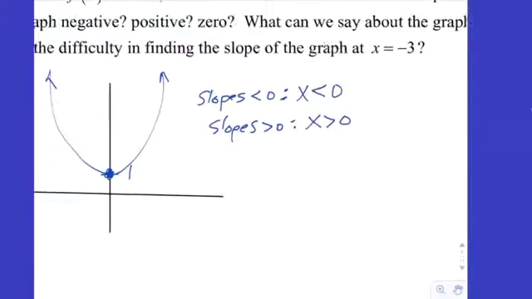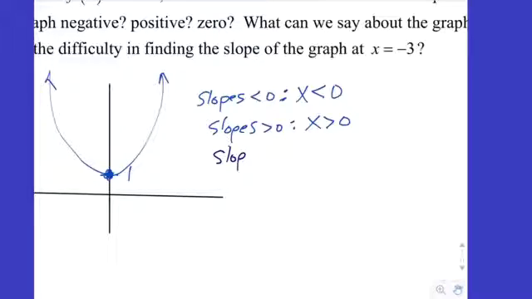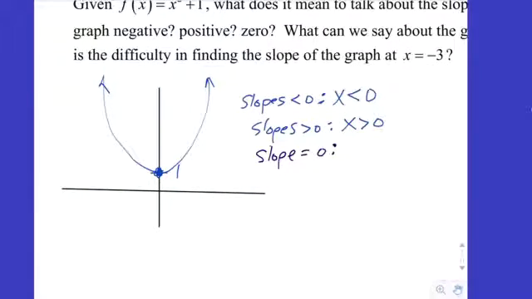All right, so now, where, if anywhere, is the slope equal to 0? Is the slope ever equal to 0? That is, does the tangent line ever appear to be horizontal? Where? At the point (0, 1), right? When x is what? When x is 0. At the vertex, we appear to have a horizontal tangent line. And so right there, the slope is actually 0.